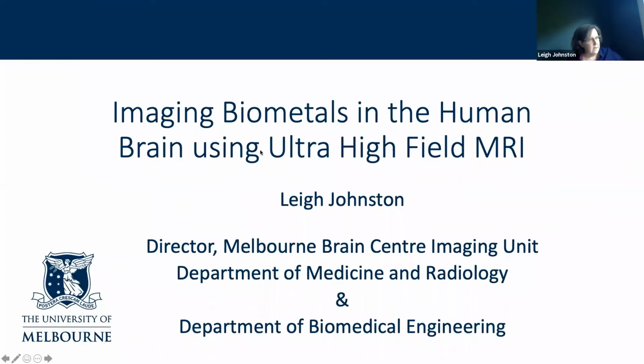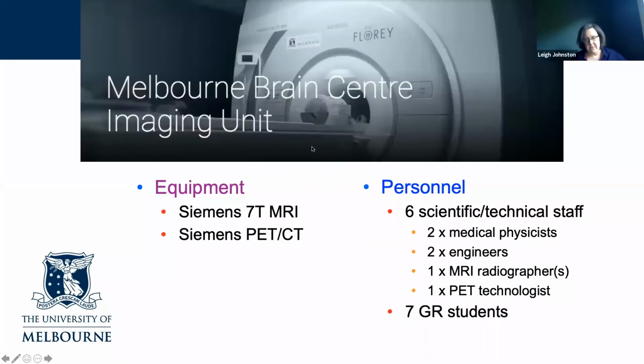In the title, I did have imaging biometals in the human brain using high field MRI. And I've put in the ultra high field because I recently had a debate with people, and apparently high field actually means 3 Tesla and above. So if you go into any good hospital, they will have 3 Tesla scanners at the moment. If you need to have your brain scanned, just ask them what field strength they're putting you in and say that you demand a 3T these days, there's no excuse not to have it. Ultra high field is that next step above, and that's what we're at.